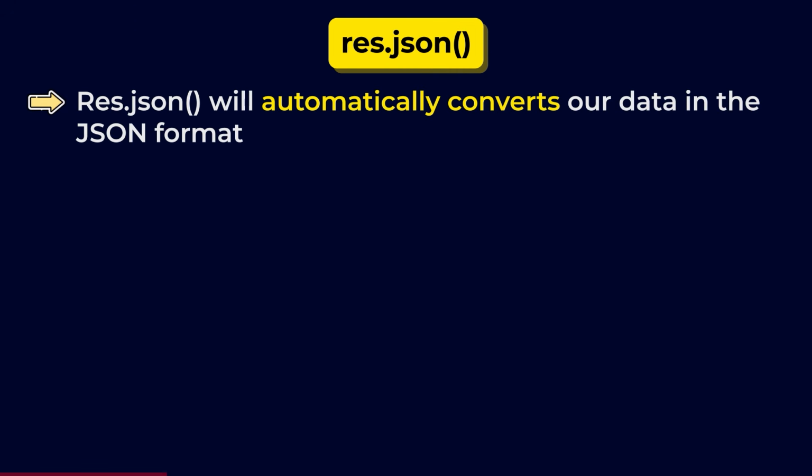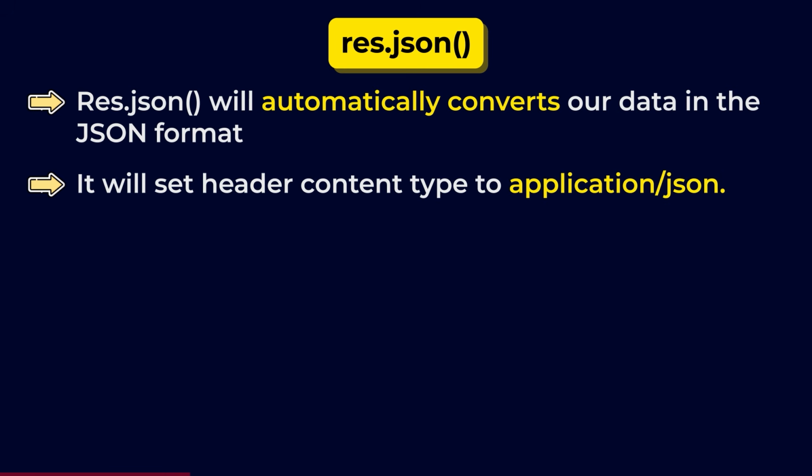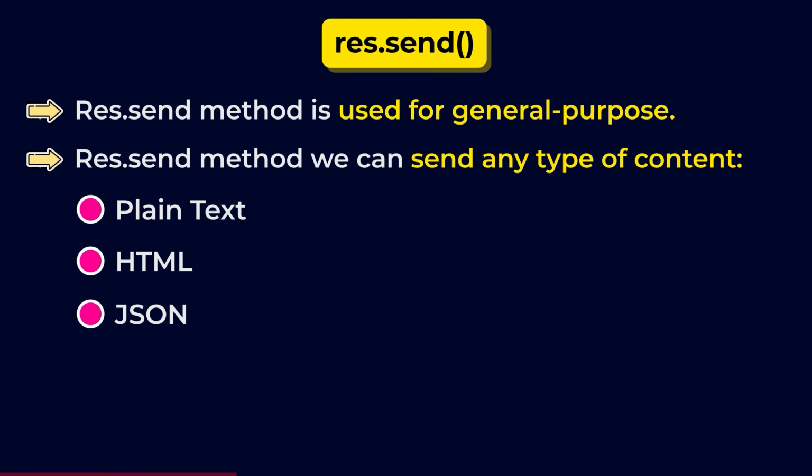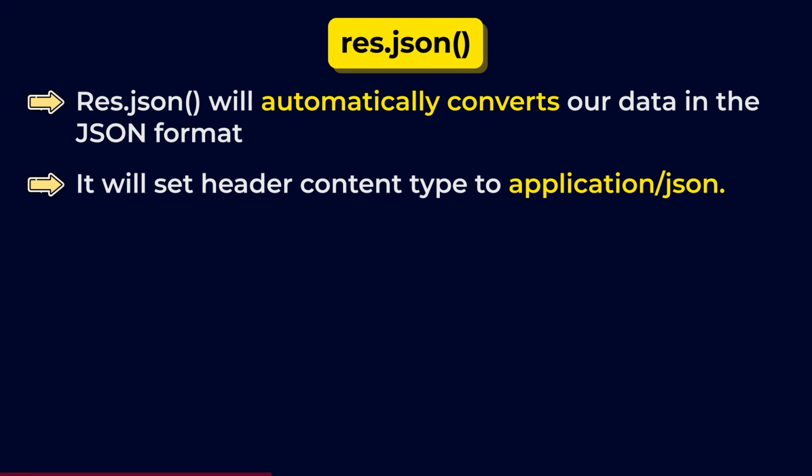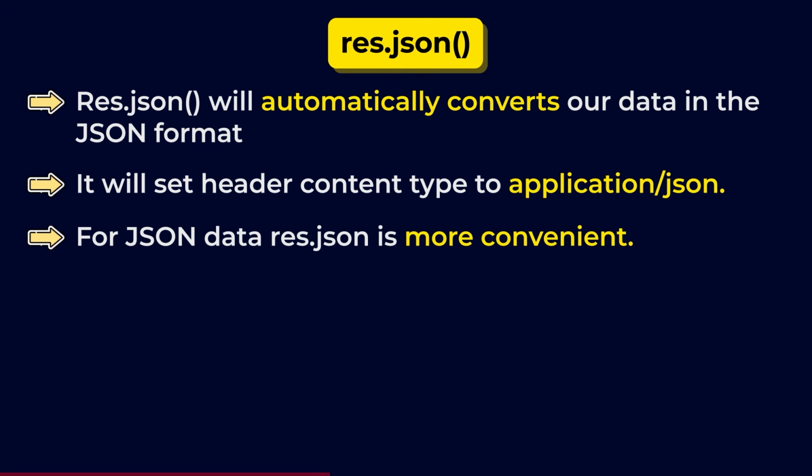This will automatically convert our data in the JSON format, and also it will set header content type to application/JSON. Don't worry if you don't know about header content type, we will see that in the next section. So we will use response.send for simple responses, whether text, HTML or objects, and we will use response.json when we want to ensure that the response is in JSON format and properly formatted for JSON clients. Both work almost the same, but for JSON data, response.json is more convenient.